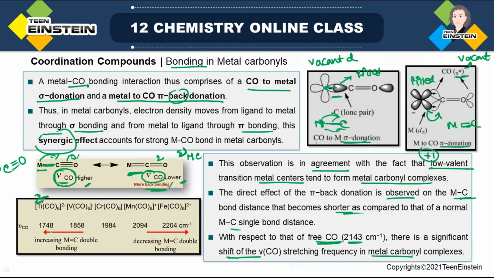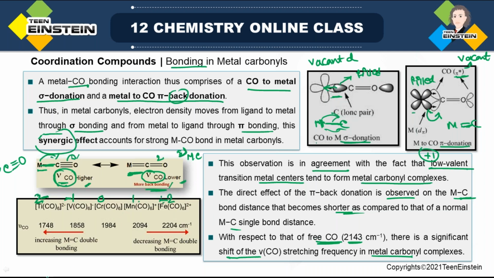That means it is highly electron rich. Then V(CO)6 outside coordination sphere, single negative charge, so it is -1 oxidation state. Then Cr(CO)6, it is 0 oxidation state. This is +1, this is +2.